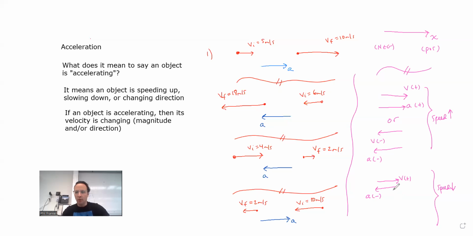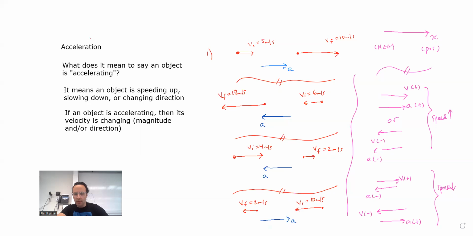Okay, so positive velocity and negative acceleration, the speed drops, the object slows down. And in the final situation that I've drawn, the velocity is negative, the object is initially moving to the left, but the acceleration is positive, the object is accelerating to the right, and the speed ends up dropping as a result.